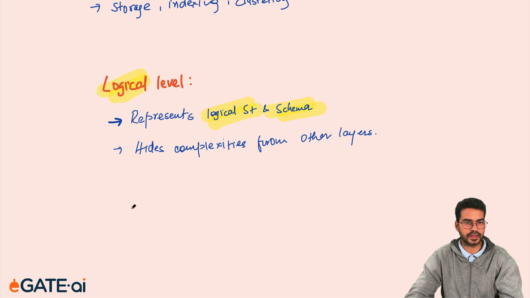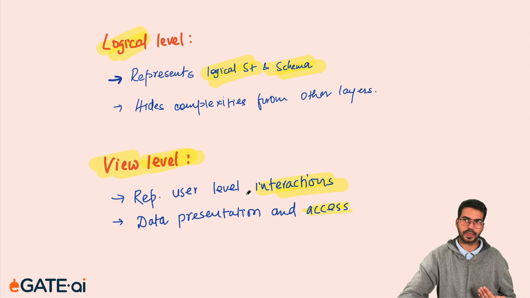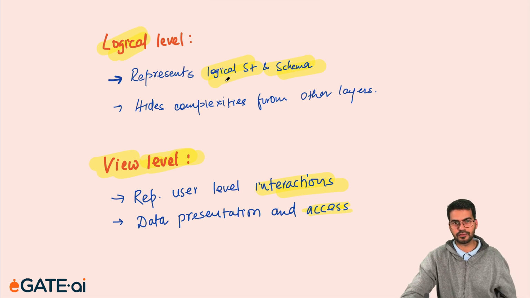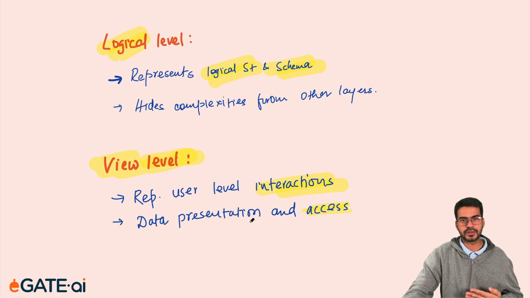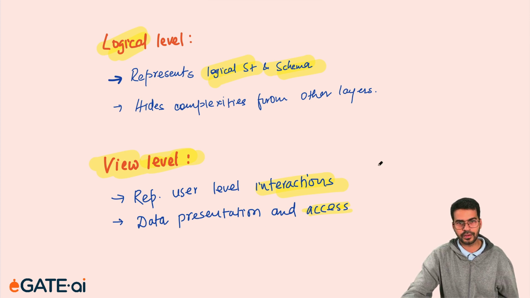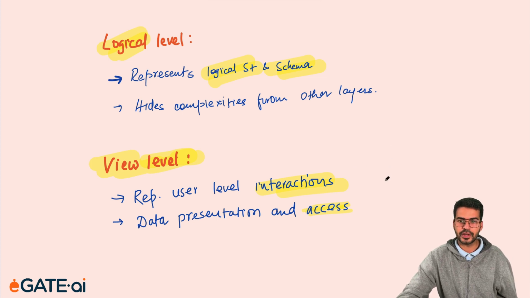And then finally we have the view level. View level is more about representing user level interactions. So it is more like how the user is interacting with something at the logical level. Because multiple users are working here, this layer talks about data presentation and access. Let's say there are two users and they have different permissions, right? So they only see what they are allowed to see, right?